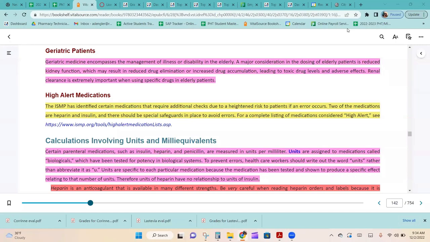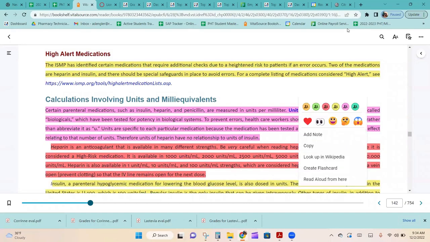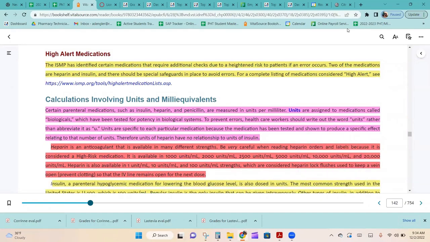Geriatric medicine encompasses the management of illness or disability in the elderly. A major consideration in the dosing of elderly patients is reduced kidney function, which may result in reduced drug elimination or increased drug accumulation, leading to toxic drug levels and adverse effects. Renal clearance is extremely important when using specific drugs in elderly patients. The ISMP has identified certain medications that require additional checks due to a heightened risk to patients if an error occurs.